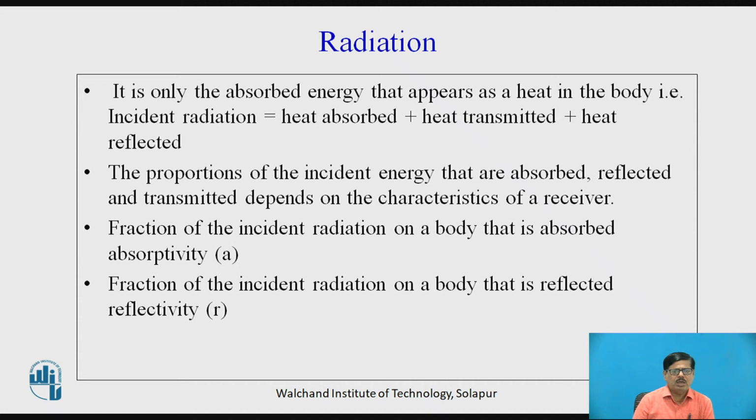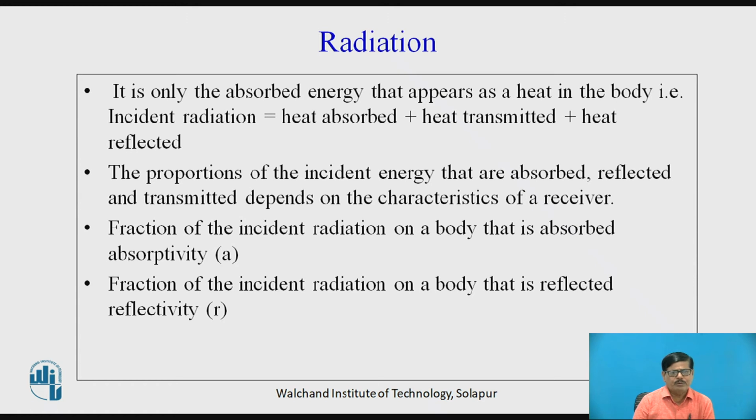So the total absorbed energy appears as heat in the body. The energy balance equation can be written as: incident radiation is equal to heat absorbed plus heat transmitted plus heat reflected. Now the proportions of incident energy that are absorbed, reflected and transmitted will depend upon the characteristics of the receiver, that is the body which is receiving the energy.